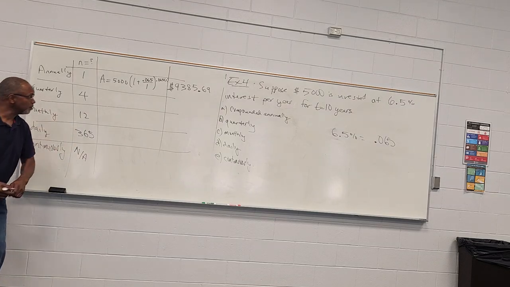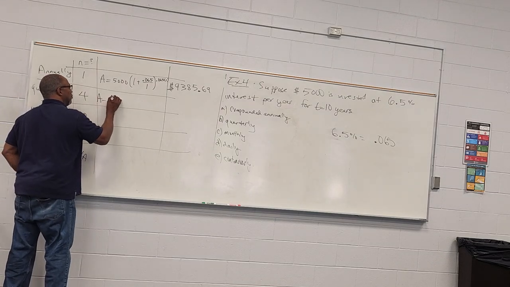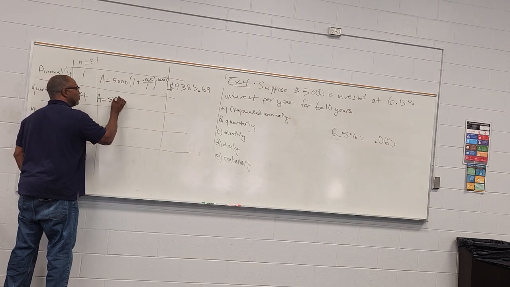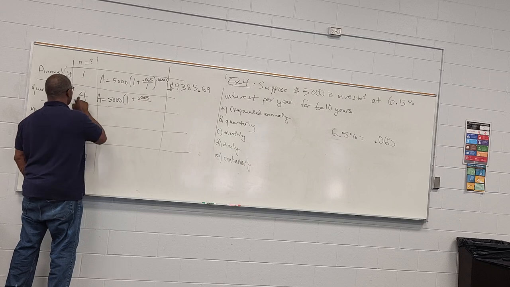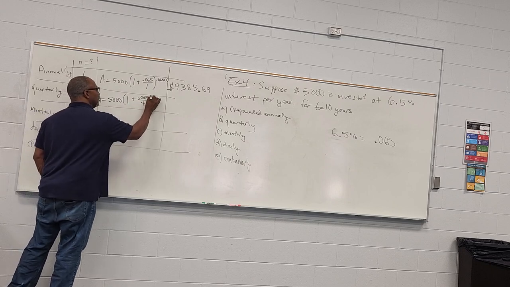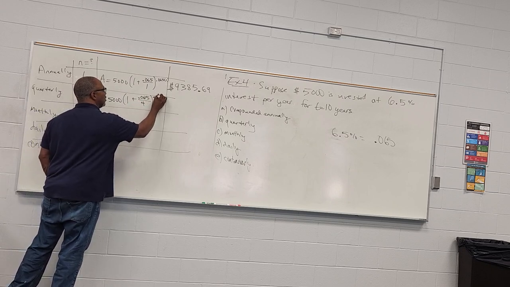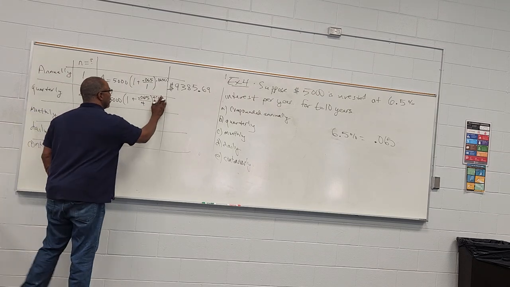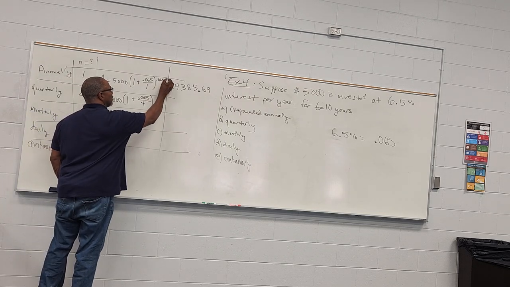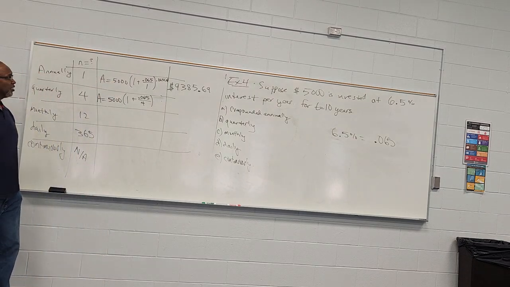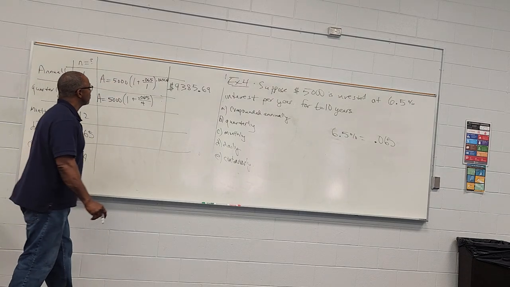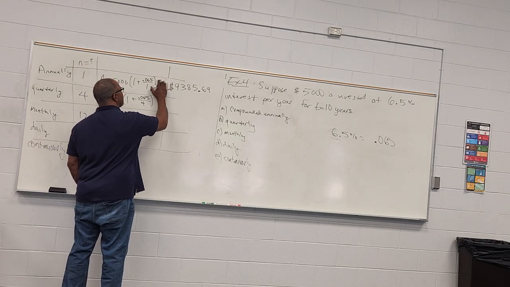When N is 4, A would be P, 5,000, times 1 plus 0.065, R over N. In this case, N is 4 this time, and then the exponent is RT. Oh, I'm sorry, this is a 10 right here. R times T: R is your interest rate, T is your time. So 0.065 times 10.